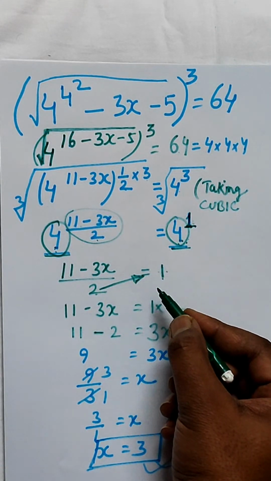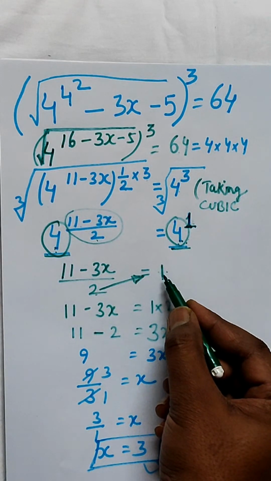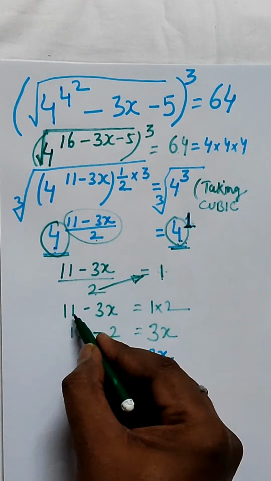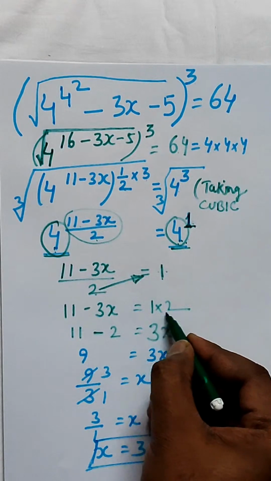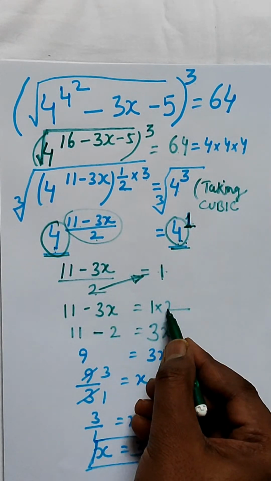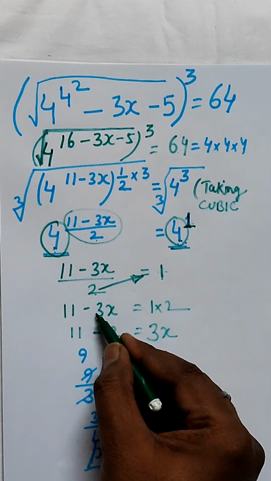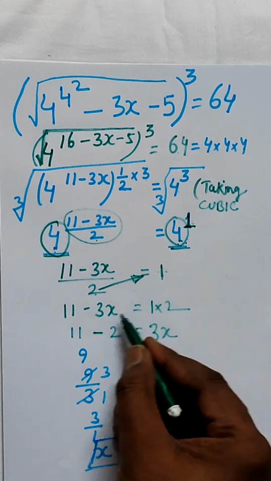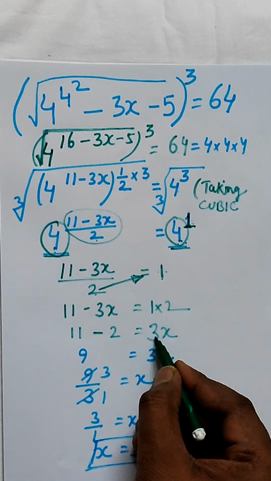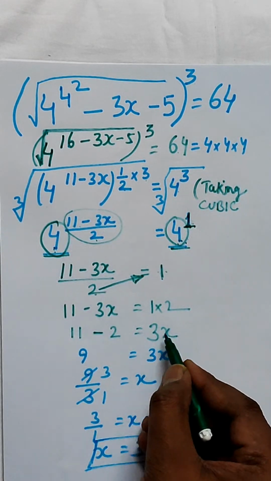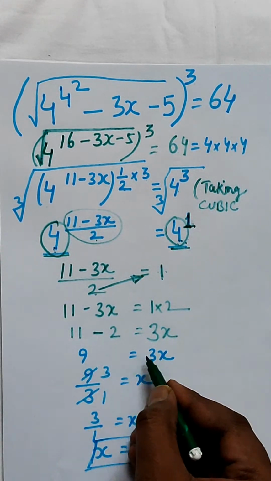So this is a simple linear equation. Just solve it. 11 minus 3x will be equal to 1 into 2, equal to 2. So 11, and bring this constant from RHS to the LHS, 11 minus 2, and push this minus 3x from LHS to RHS. The sign will be converted and it will be 3x. So 11 minus 2 is equal to 3x. Now we are getting 9 equal to 3x.